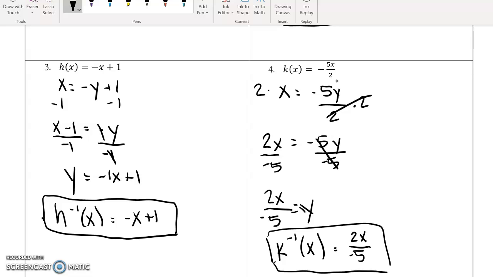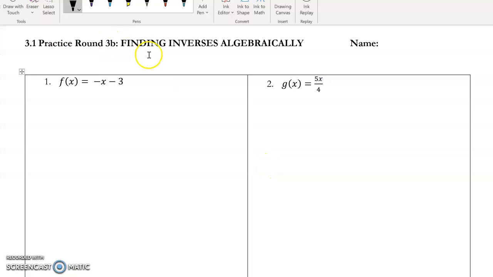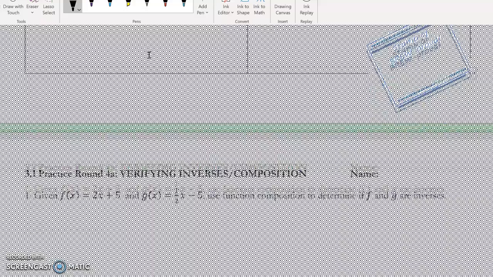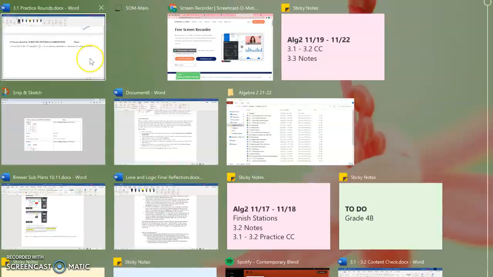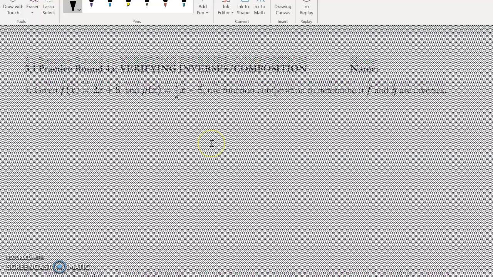If you feel like you need more practice on just solving for inverses, I would encourage you to do this next page on the very back, and I will check it when I get back. For right now, though, I'm going to show you 3 examples of verifying inverses using composition.